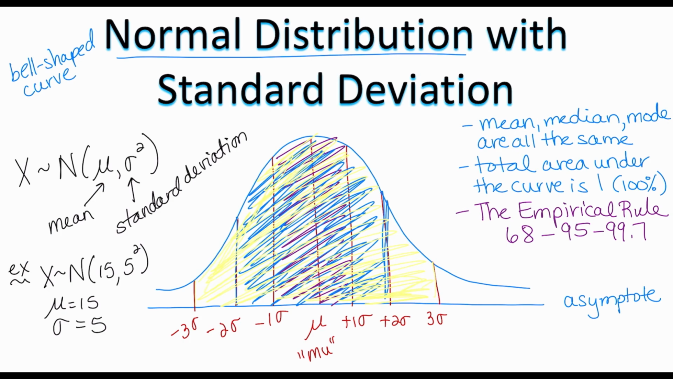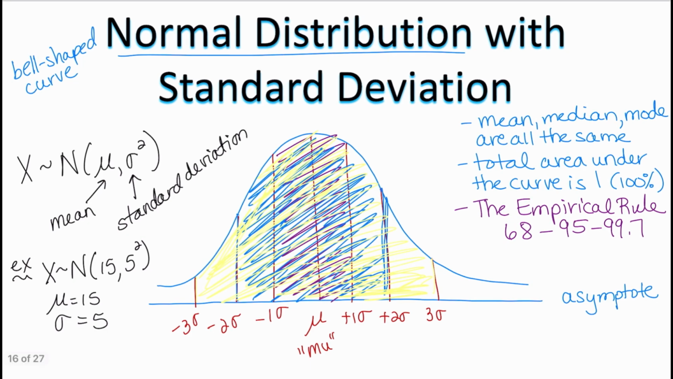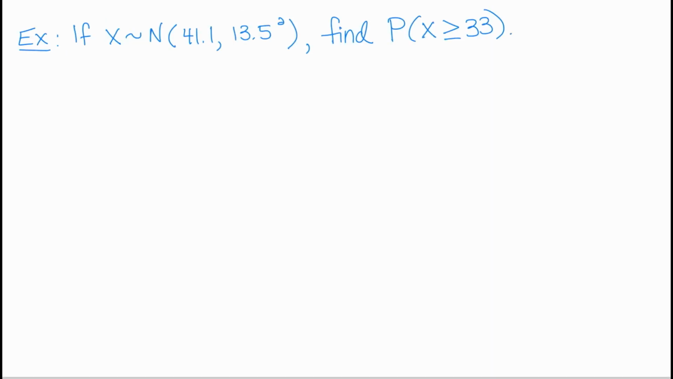99.7% of the entire distribution, which is why most of the time when you see these bell-shaped curves graphed, you're going to see that you only go out to 3 standard deviations on either side of the mean, and that is because that already represents 99.7% of the distribution. So let's go ahead and take a look at this example.